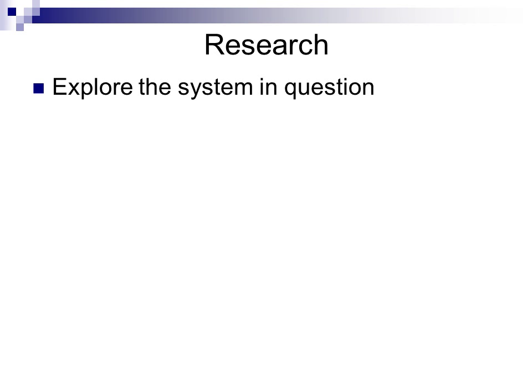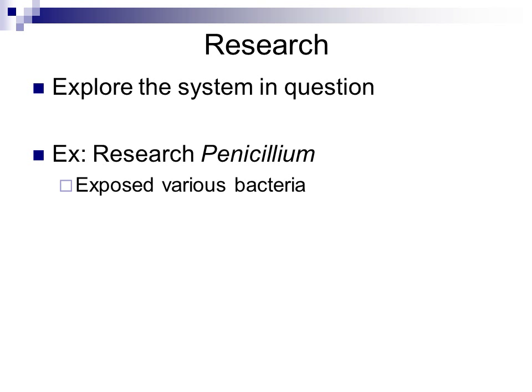The next step is to research. Research is exploring the system in question. You're actually going to look at as much information as possible pertaining to your system. In the Fleming case, he researched penicillium, which was the mold which had infected his petri dishes. He exposed various types of bacteria to this penicillium and noted that all of them experienced inhibition or lack of growth from this mold.